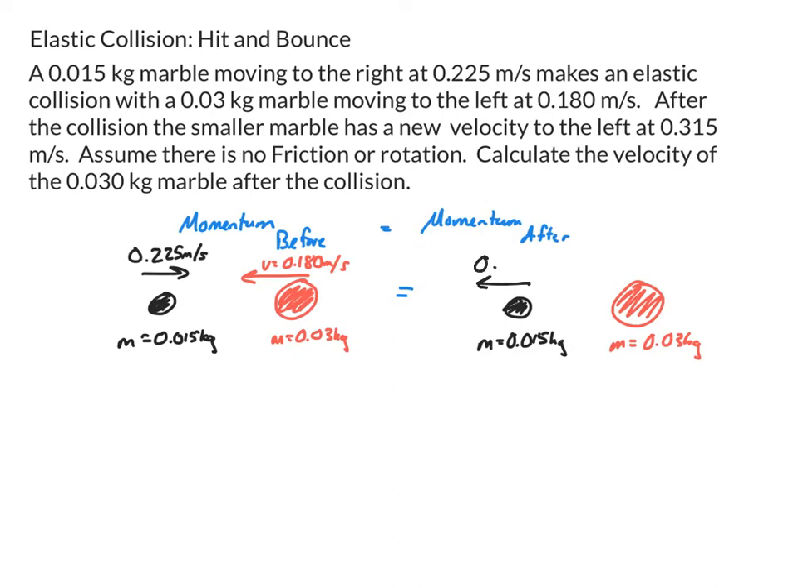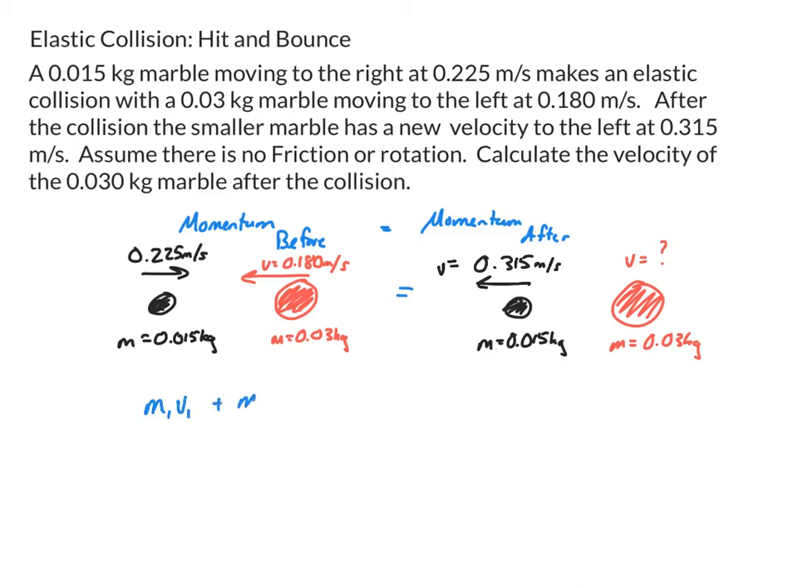They don't stick together. So after the collision, the velocity will be in the opposite direction for the first, or the smaller of the balls. So we could say that's a negative 0.315 meters per second. And the velocity of the larger ball is unknown, so we're going to be solving for that. Once again, we're going to go back to the conservation of momentum equation.